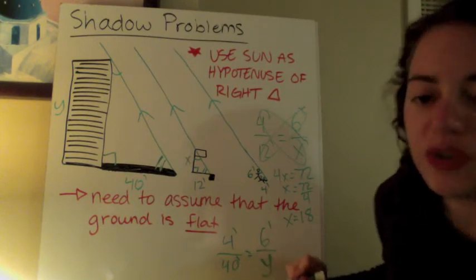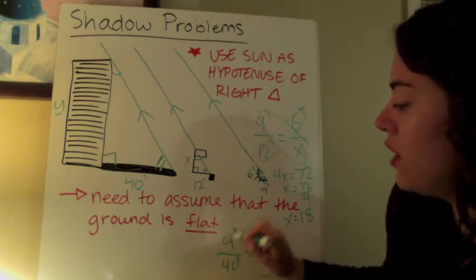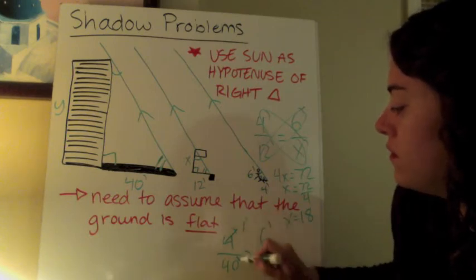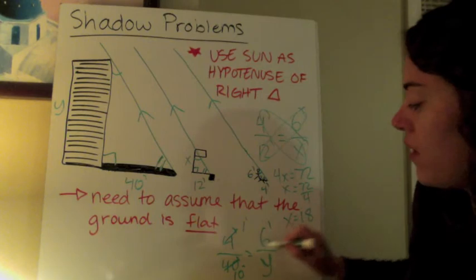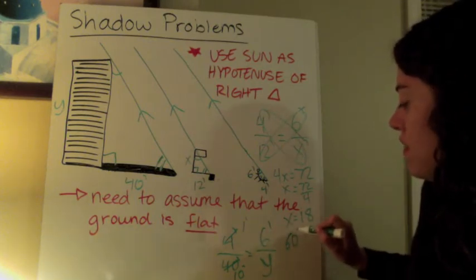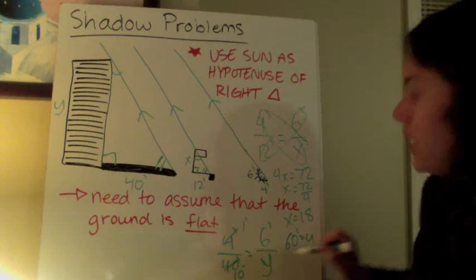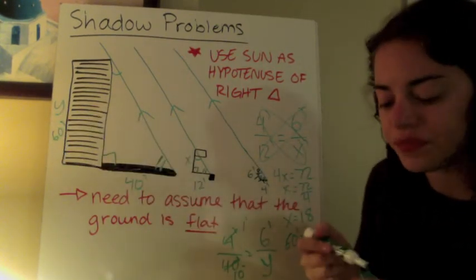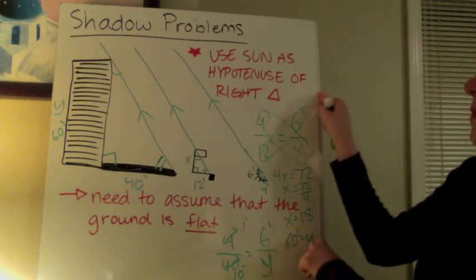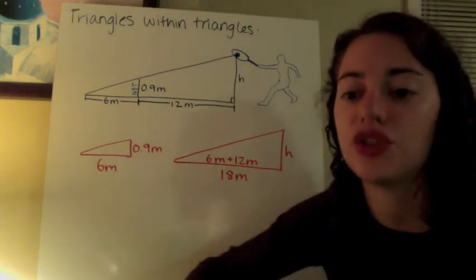I can go ahead and reduce this before I even multiply across, and I know that this is going to be 1 foot for 10 feet. So now, multiplying across, I have 60 feet is equal to 1 foot times y, which is just y. So the height of this building is 60 feet tall. These are called shadow problems. You might also see them as triangles within triangles.